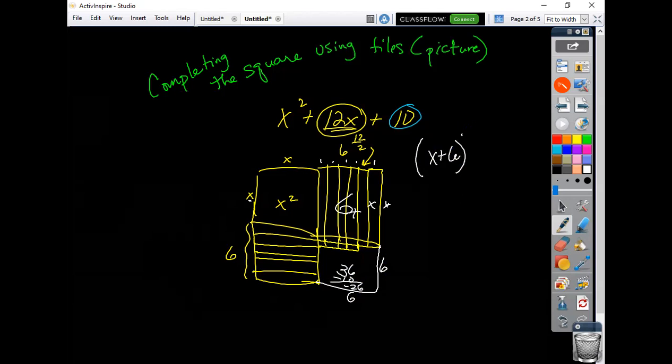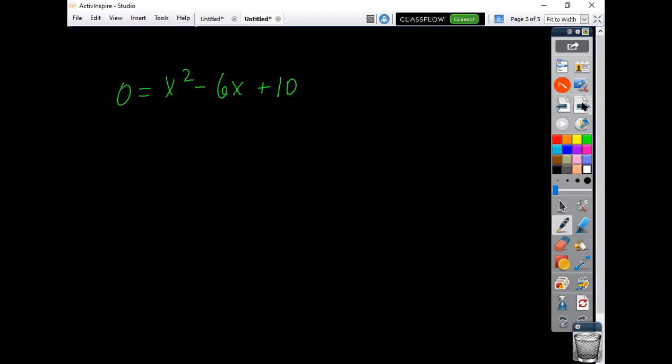x plus 6 squared. This is because right here, split the 12 in half, that's the 6. After that, 6 squared, I have 36 now, but I'm only supposed to have 10. So what do I have to do out here to make this the same as the original? 36, subtract 26, and that's how you would do it in a completing the square form. So if you have to, you can go back and watch that again.